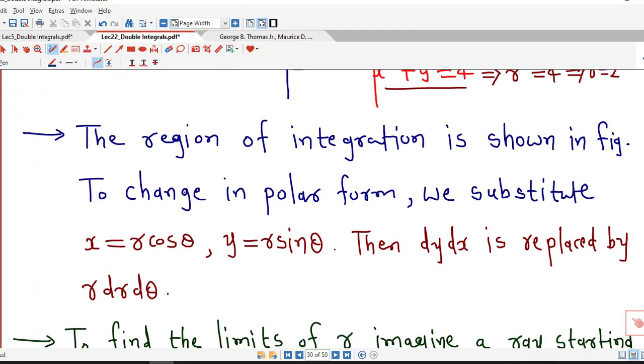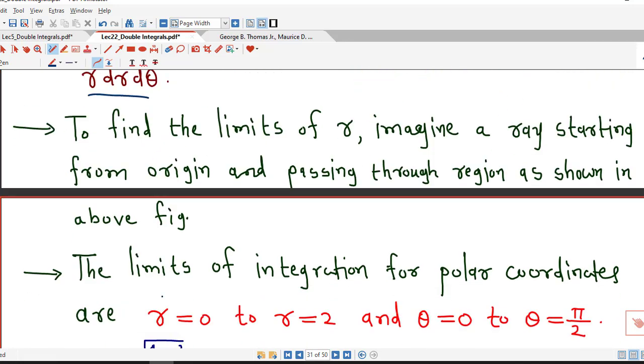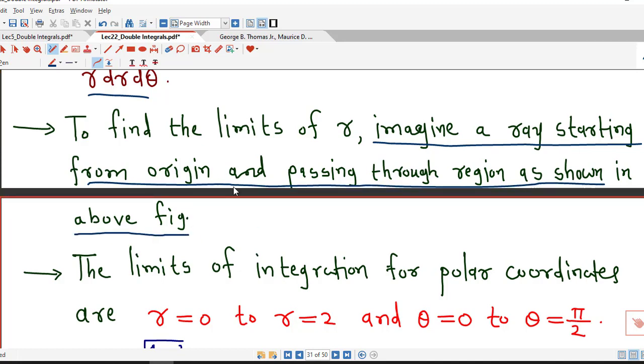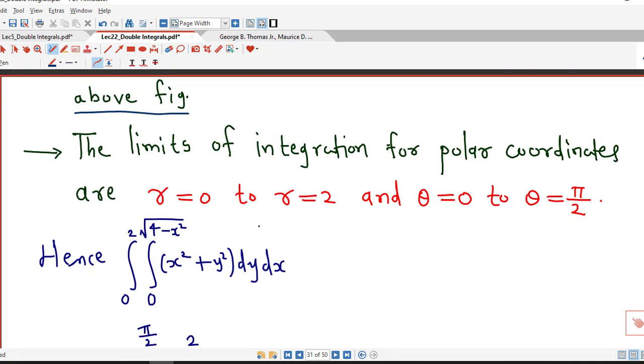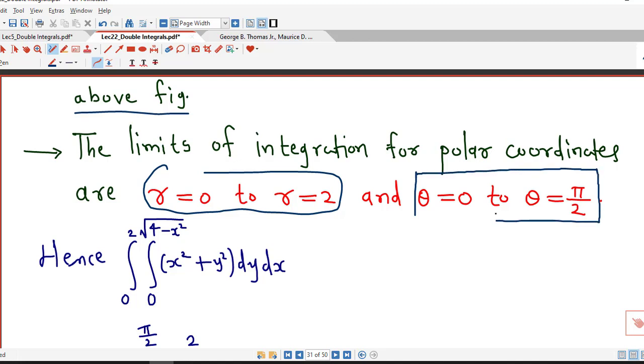So here we have written all these things. The region of integration is shown in figure. To change in polar form, we substitute x equal to r cos theta, y equal to r sin theta. Then dy dx is replaced by r times dr d theta. To find the limits of r, we imagine a ray starting from origin and passing through the region as shown in above figure. We have discussed all these things, and we have obtained these limits: r is from 0 to 2, and theta is from 0 to pi by 2.